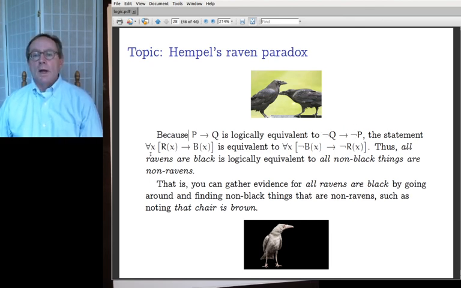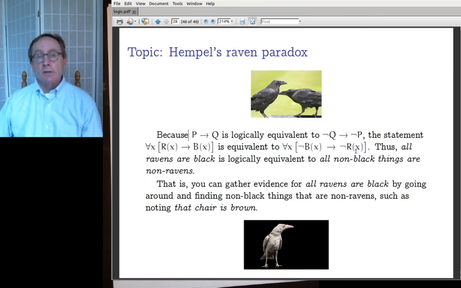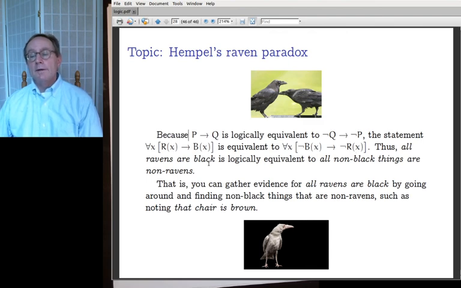Okay. So if I say for all x, r of x implies b of x, that's equivalent to for all x, if not b of x, then not r of x. Those two are equivalent statements. And there's a bit of a paradox in that statement. The paradox is if you go to apply that to the real world, somebody who's trying to prove that all ravens are black can prove it this way. They can go around the world finding ravens and checking off on their clipboard, yes, it's black. Or, logically equivalent to, they can go around the world finding non-black things and checking that they're not ravens. So all ravens are black is logically equivalent to all non-black things are non-ravens.